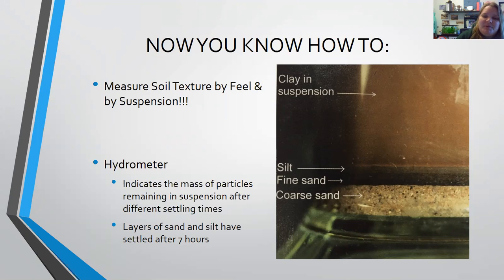But you can see how the coarse sand settles out first, and then it's the fine sand, and you can kind of see the dark layer of that. The slightly lightish grayer color layer of silt, and then clay is still in suspension. So if we had been able to wait longer, you would have gotten more exact measurements of the soil texture, but still you got a really good idea of how it's measured, both by feel and by suspension with the hydrometer.